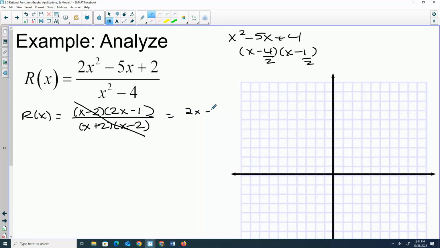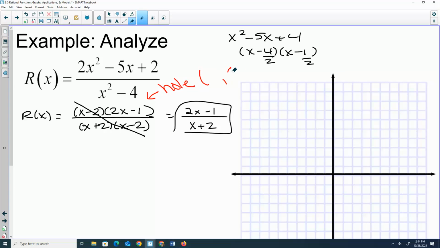So all of my intercepts and asymptotes are going to be based off this one. But when something cancels, I don't just ignore it. That means there is a hole, and I have to know where. So you're giving me an ordered pair. To find the x value of that ordered pair, we look at the thing that canceled. What makes x minus 2 equal 0? 2. How do we find the y?